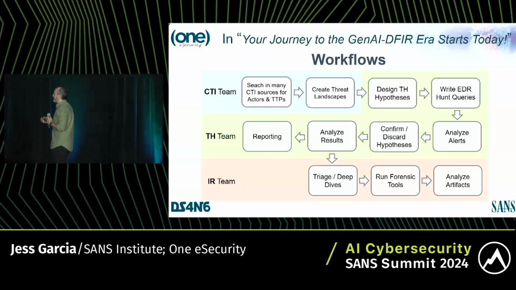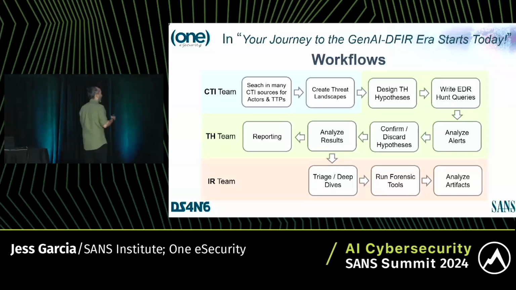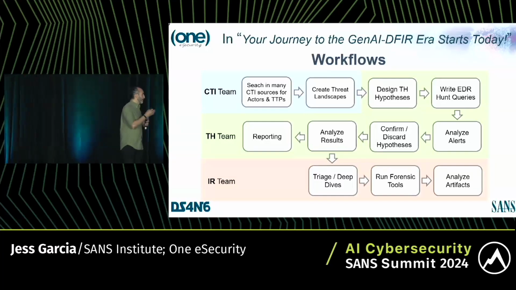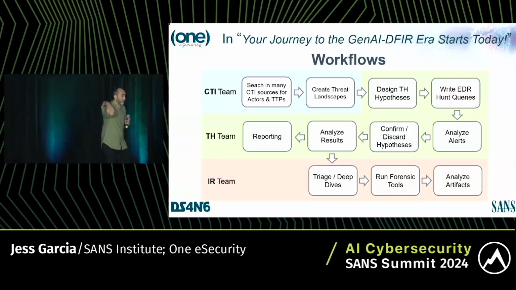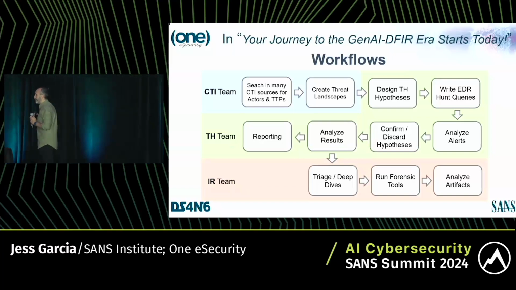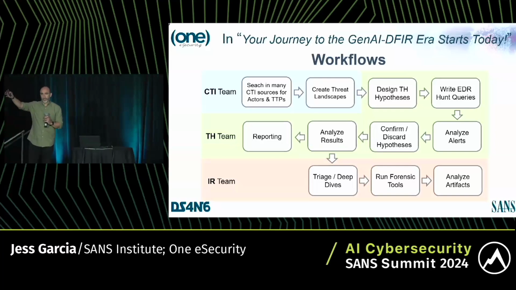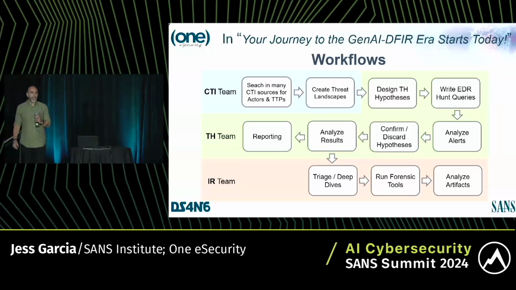Then design a certain number of threat hunting hypotheses in your threat hunting process. Then you will translate those hypotheses to the EDR queries. You will analyze the alerts, confirm or discard some of the hypotheses, analyze the results. And out of those results, which are really cool or really interesting, you will have your incident response team, or maybe a mix of your threat hunting team and incident response team, go deeper and probably do a triage, do a deep dive of the system, run forensic tools, analyze forensic artifacts, etc. Okay, that's typically how you do things in DFIR, from cyber threat intel to digital forensics.